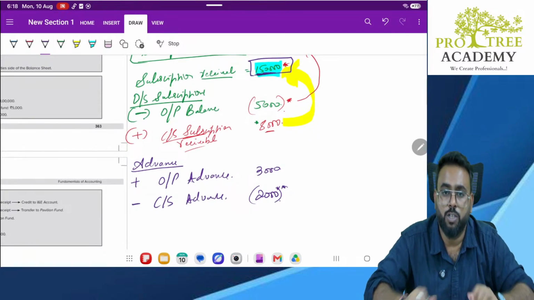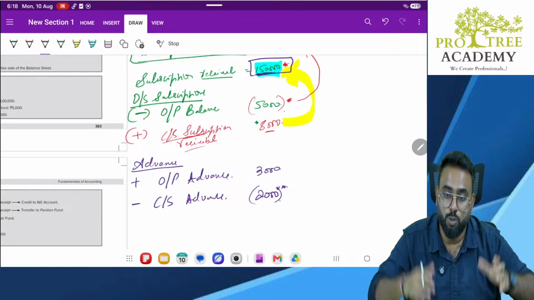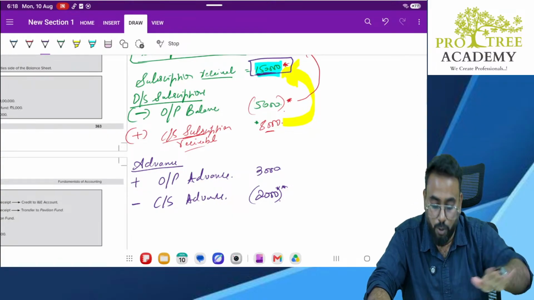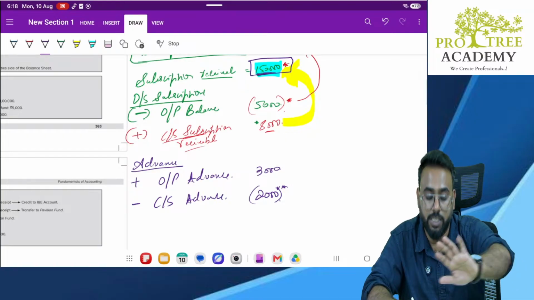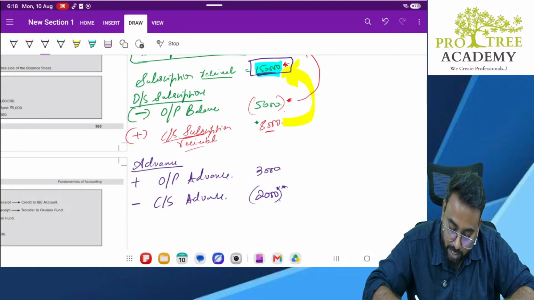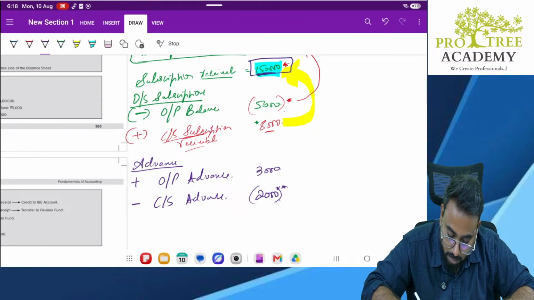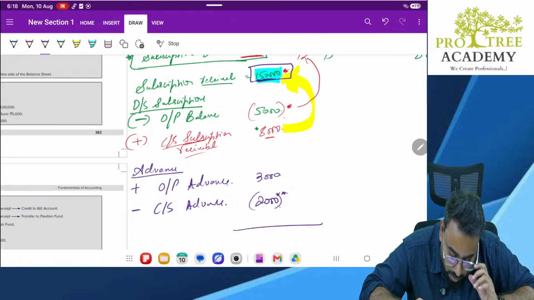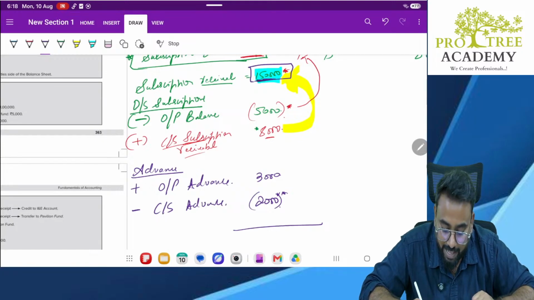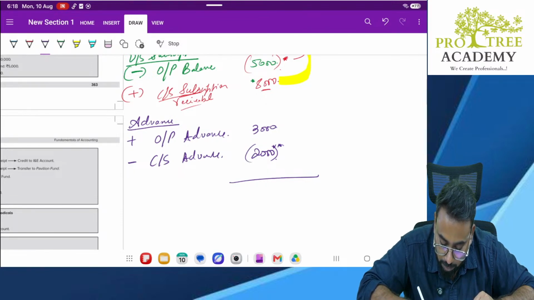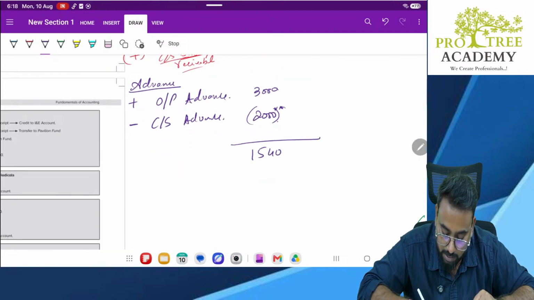What is 1,50,000? Total amount collected. So this 2,000 is also collected in 1,50,000. Correct or no? But is that our income? No. That is why we will reduce this 2,000, because it is not income of the current year. So find the answer. 1,50,000 minus 5,000 plus 8,000 will give you 1,53,000, plus 3,000 minus 2,000 will give you 1,54,000. This is the answer.